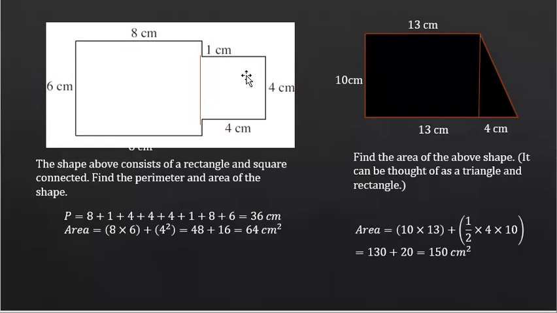And then we use the area of a square, which is 4 centimeters here, to get 4 squared, and we saw previously that 4 squared is 4 multiplied by 4. So that will give us 48 plus 16, which will give us 64 centimeters squared.